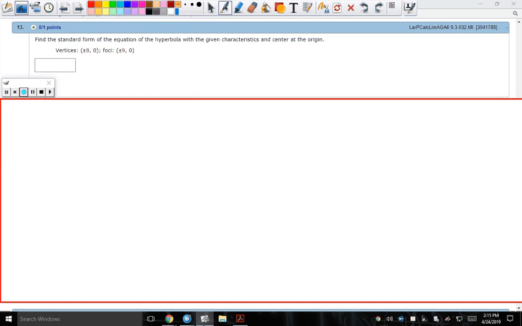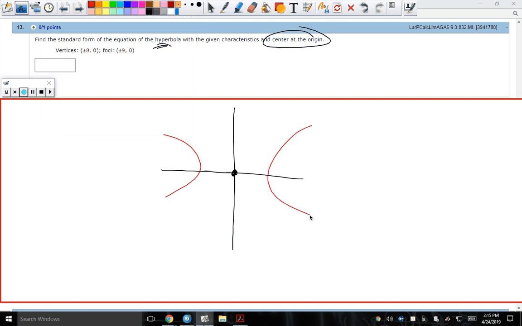Alright, so number 13: find the standard form of the equation of the hyperbola, and the center is at the origin. Okay, so the center is here. That means it's going to look like this or like this. It all depends on which one has the positive in front, and it also depends on which pieces we're given.